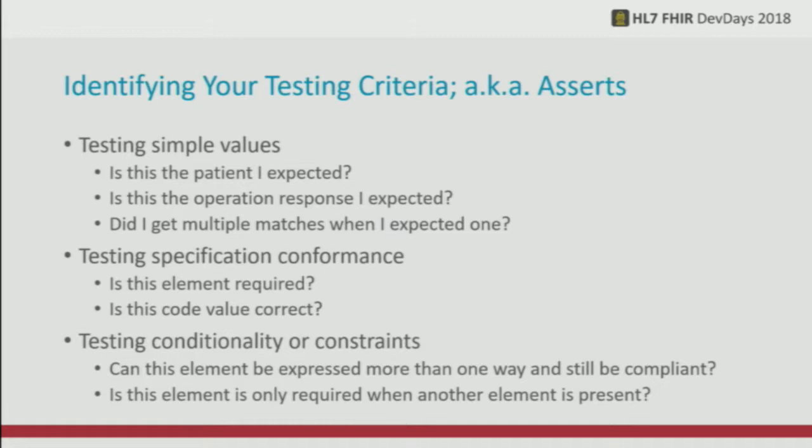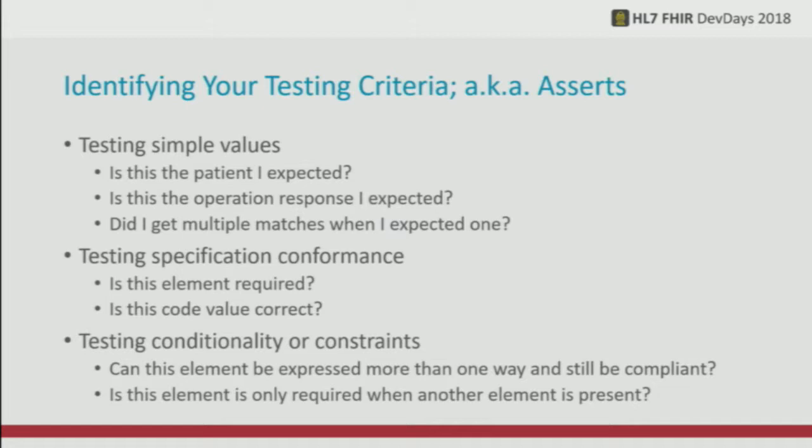One of the aspects of testing is defining what your test criteria are. From the FHIR testing perspective, those criteria or rules are known as asserts. You execute an operation, and following that operation, you have one or more asserts. You can test simple values. Is this the patient that I expected? Is this the operational response, the HTTP response code, that I expected? Did I get multiple matches when I expected only one?